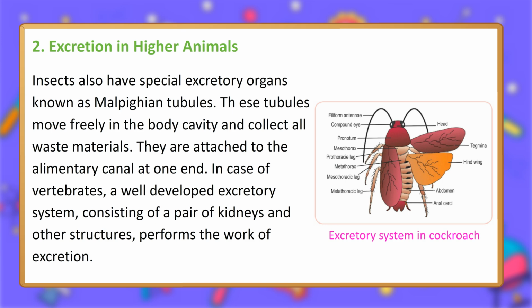Insects also have special excretory organs known as Malpighian tubules. These tubules move freely in the body cavity and collect all waste materials. They are attached to the alimentary canal at one end. In case of vertebrates, a well-developed excretory system, consisting of a pair of kidneys and other structures, performs the work of excretion. Excretory system in cockroach.